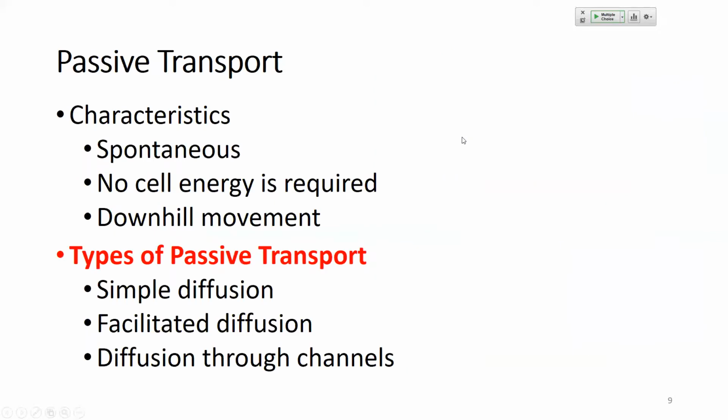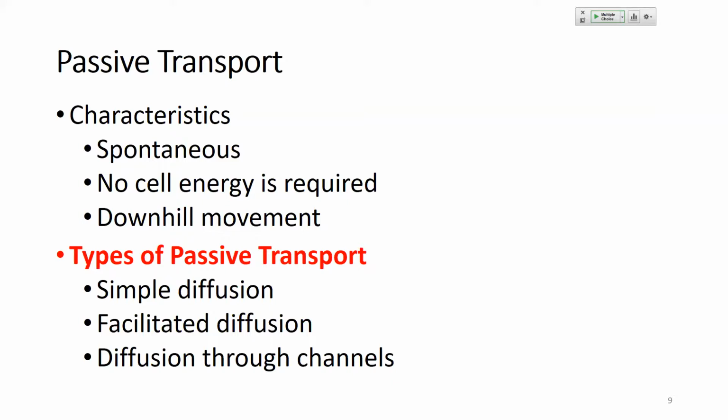So let's talk about passive transport in a little bit more detail. We did introduce it last time we met, but some of the characteristics are that it is spontaneous, that downhill movement, and it requires no energy. No energy input is required to move molecules, solutes or particles passively. There are 3 types of passive transport that we're going to speak about. The first one is simple diffusion.